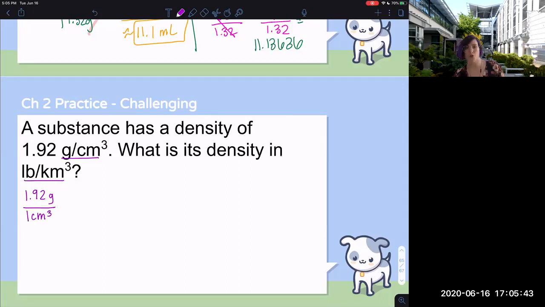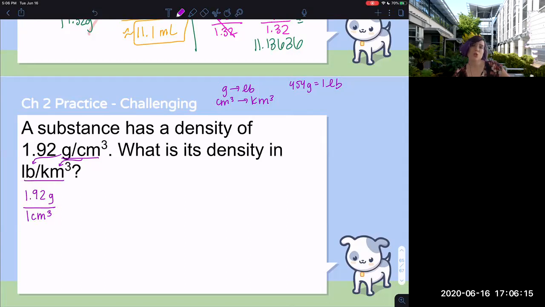And how do I deal with cube stuff? Let me think about this for a second. I want grams to turn into pounds, and I want centimeters cubed to turn into kilometers cubed. So I need some conversions to help me with that. I know that 454 grams is equal to a pound. I think that's on the back of your periodic tables. But I don't really know centimeters to kilometers, and I do know to meters though.